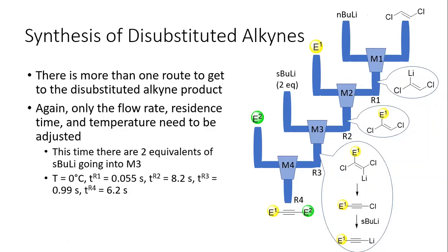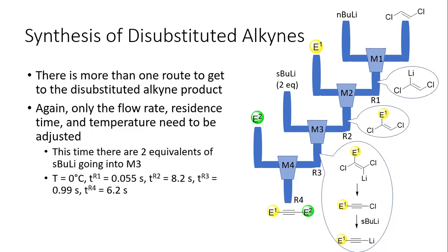Interestingly, there is more than one route to the disubstituted alkyne product. In this example on the right, 2 equivalents of S-butyllithium are used instead to form the beta elimination product in microtube reactor 3. This may be a better idea, as we learned from forming the alkene product before that this monosubstituted alkene undergoes beta elimination very rapidly. Again, the only changes needed are to the residence time and temperature of species in each microtube reactor.